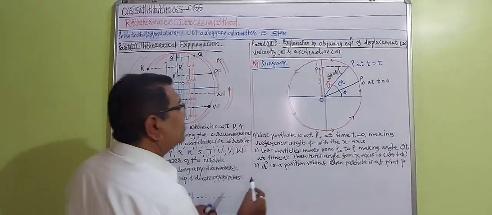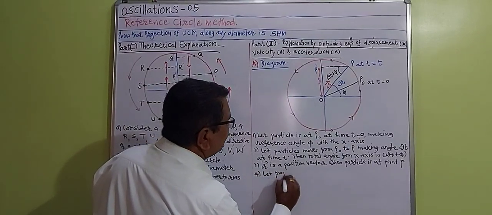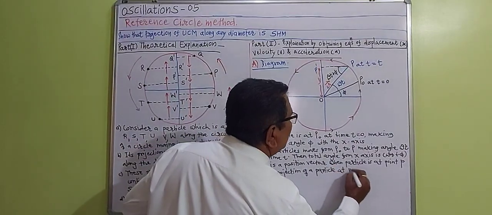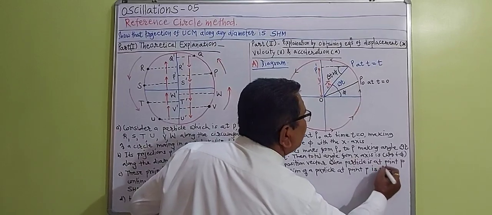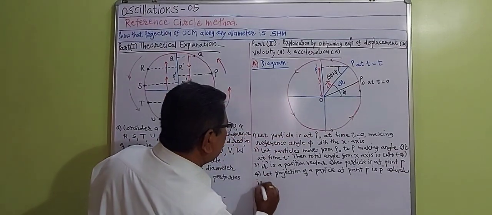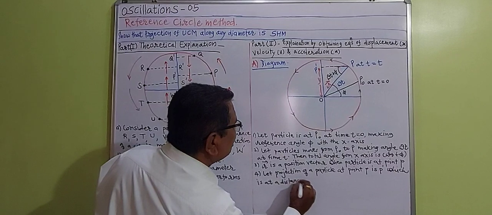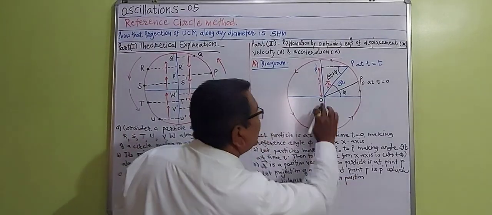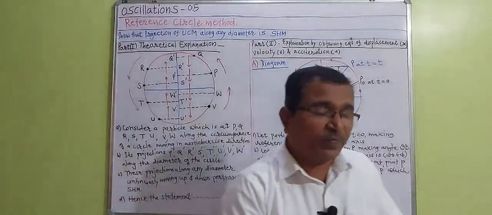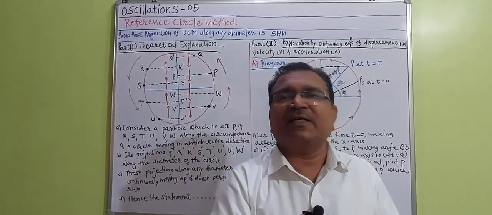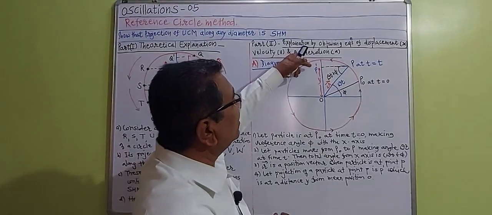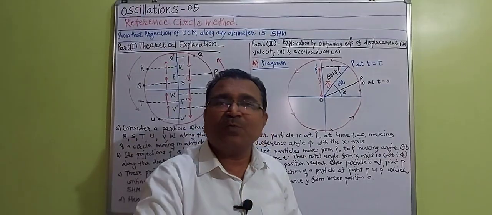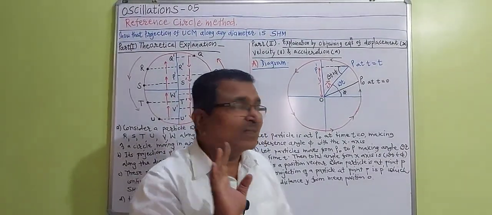So we will write here, number 4: let the projection of the particle at point P be P dash, which is at a distance y from the mean position O. This y is the displacement of the projection of the particle P. And the projection of the particle at point P is P dash. And displacement is measured always from the mean position, that we know, for a particle performing SHM. So here this is the displacement.